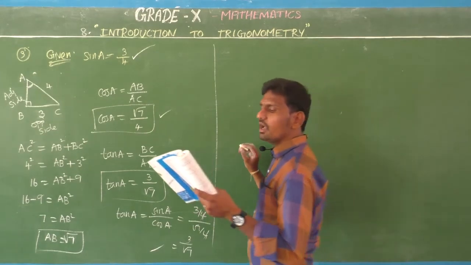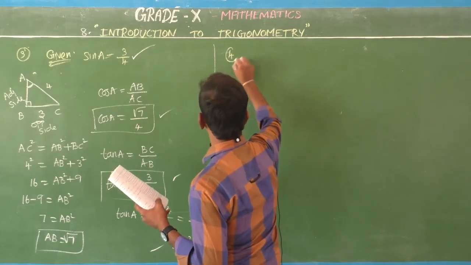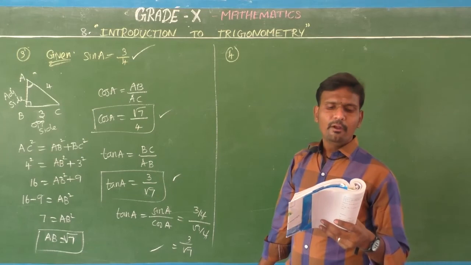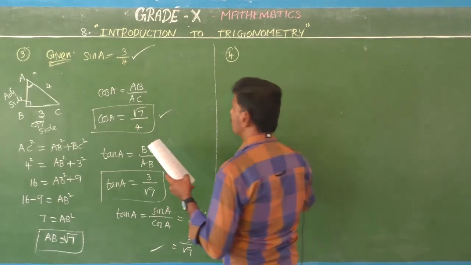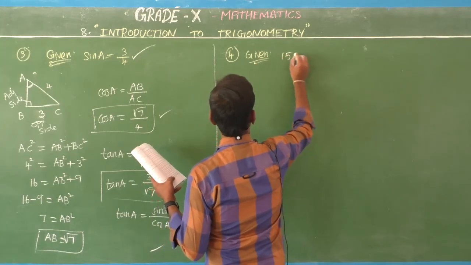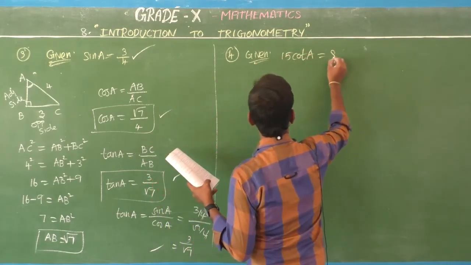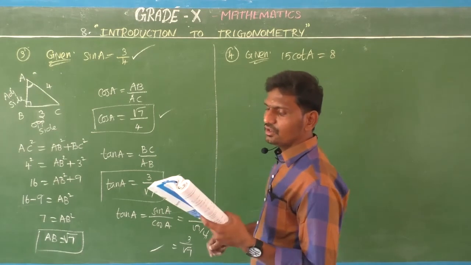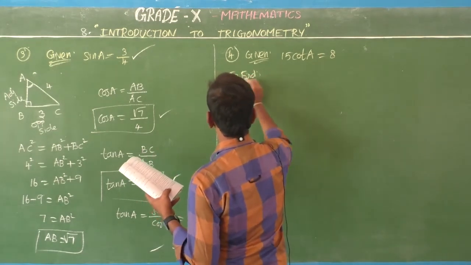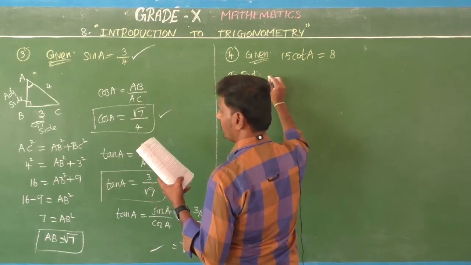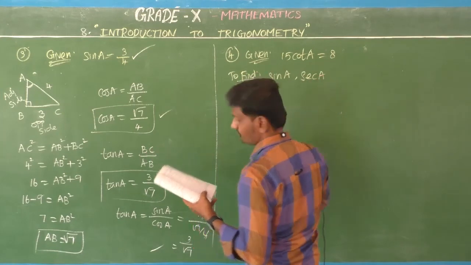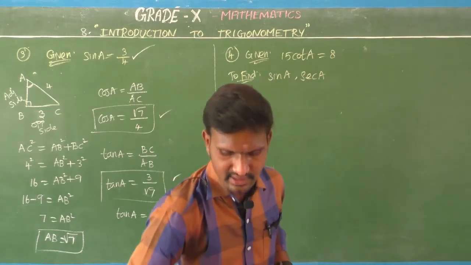Then the last question we are going to see for this class, question number 4. Given 15 cot A is equal to 8. What they are asking to find: sin A and secant A.